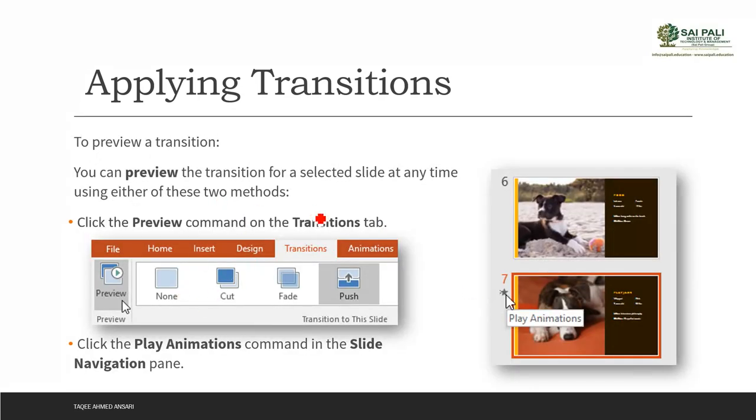To preview the transition: once you add the transition, it will directly preview it, but if you have already added it and you want to see the preview of that, then you can see it from here. In the transition tab, you have this preview command. You can see the preview from there, or in the slide pane you will see this star icon. You can click on this also to see the preview.